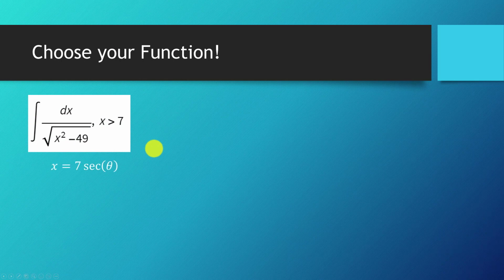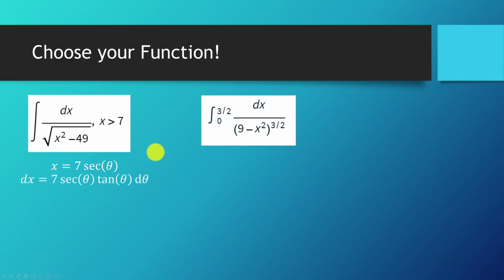This is going to be 7 secant theta. And the derivative of that is 7 secant theta tan theta. Then we have 9 minus x squared. This again is going to be a sine. X equals 3 sine theta. Dx equals 7 cosine theta d theta.